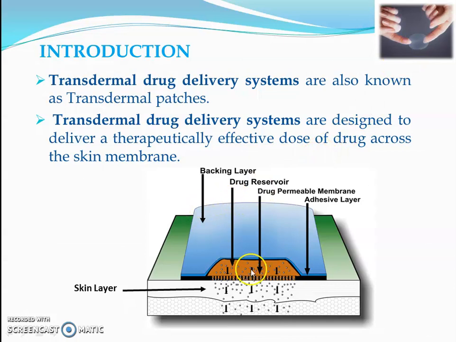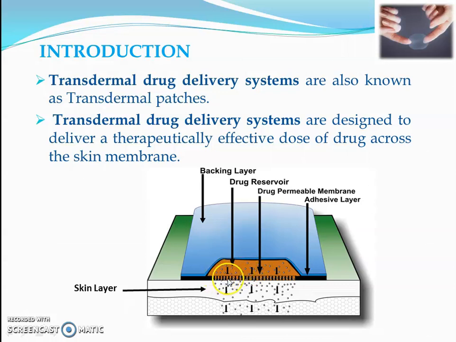Here is the structure of the transdermal patch. The transdermal patch consists of a number of components. The outermost part is called the backing layer. It is a backing laminate which can protect the drug reservoir from external factors or during storage conditions. The second part, the brown part, is called the drug reservoir, where the drug is present.